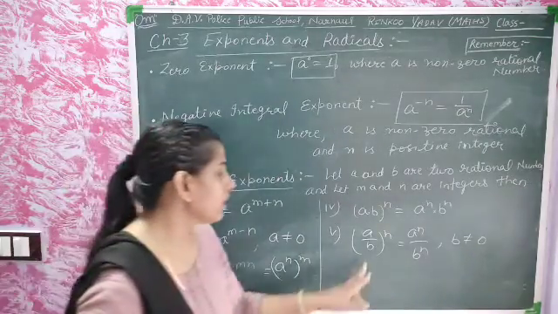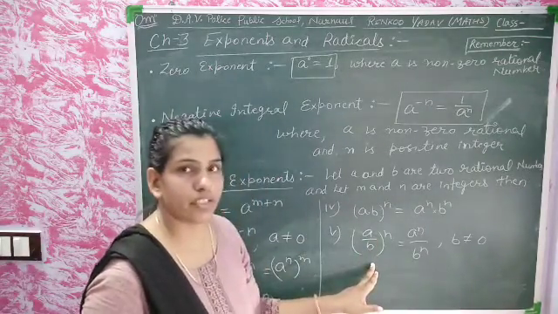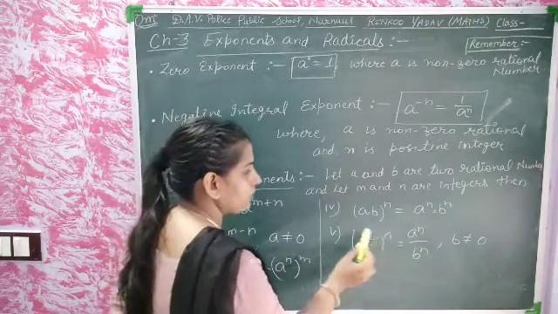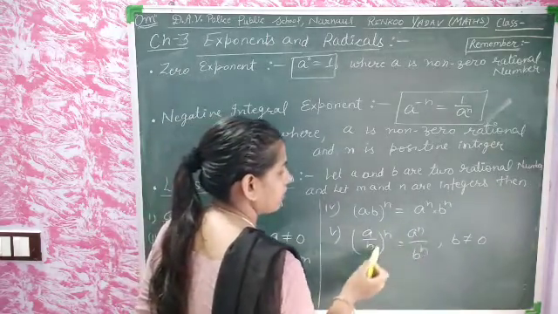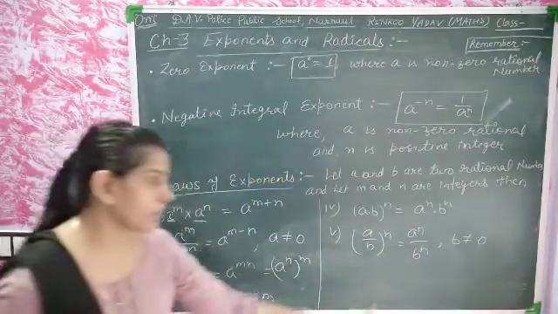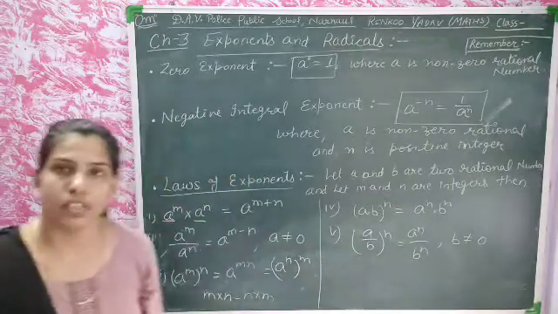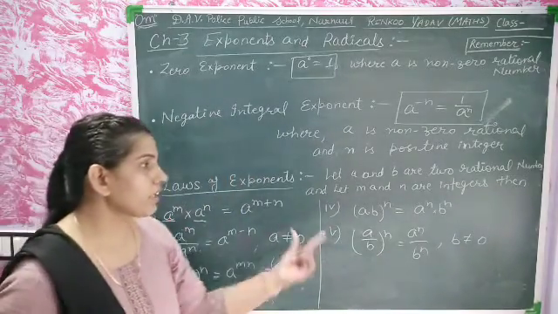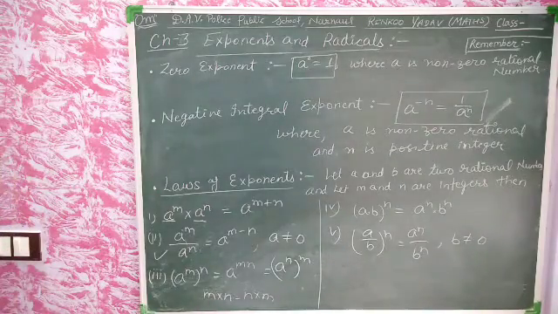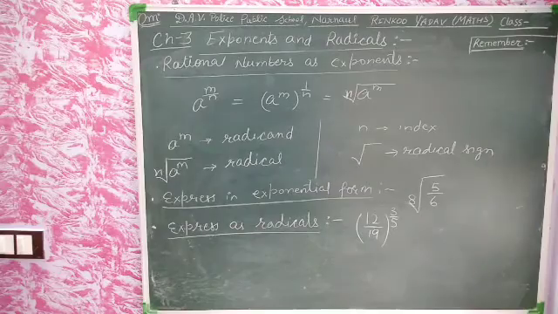This is clear, students? Now, this is dividing here: (a divided by b) to the power n. It means we have to share this power in both the numbers: a to the power n divided by b to the power n, where b is a non-zero number. Okay, students?